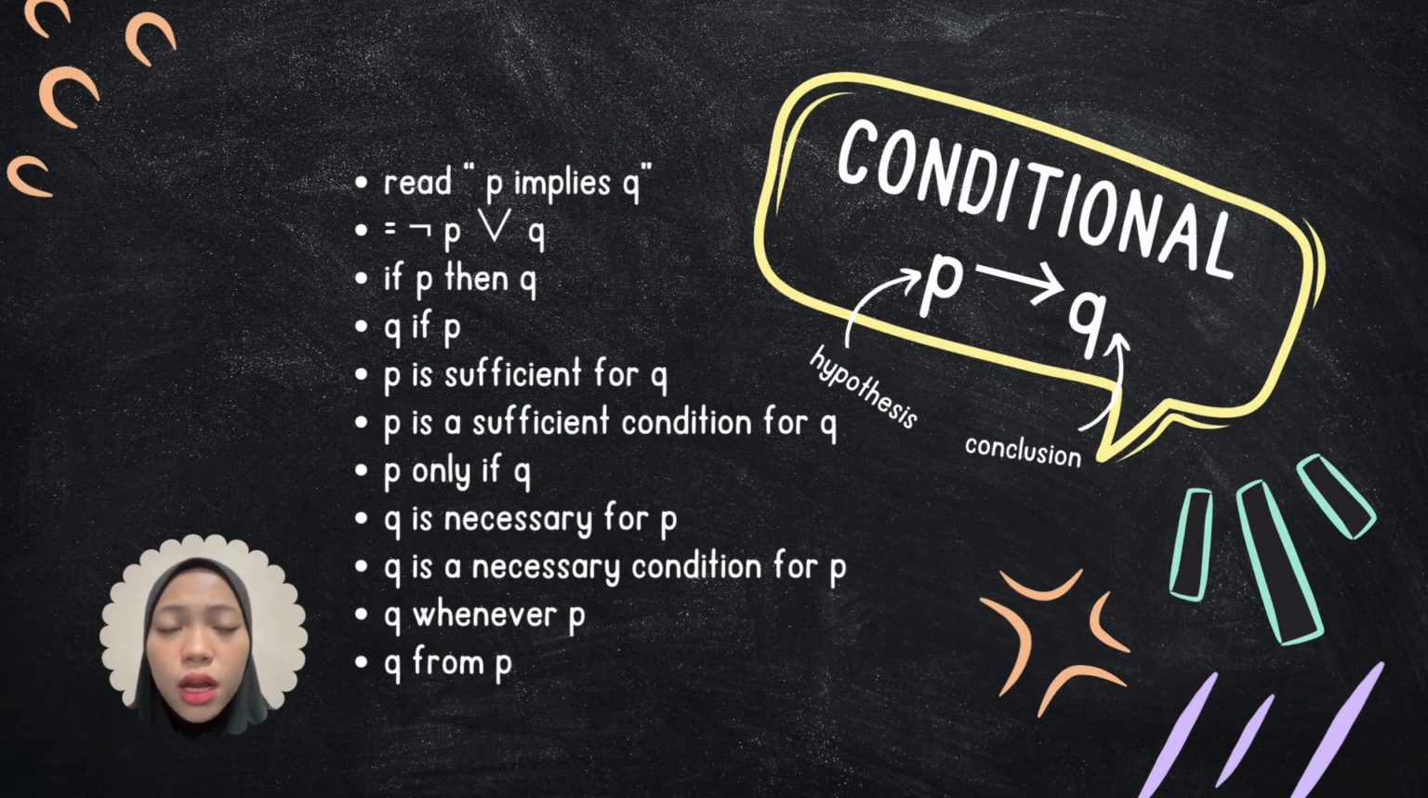Next, conditional. We read the rightwards arrow as implies, such as P implies Q. P is called the hypothesis, meanwhile Q is called the conclusion. Another form of P implies Q is not P or Q, which we call the definition of implication. We have many ways to read P implies Q, such as if P then Q, Q if P, P is sufficient for Q, P is a sufficient condition for Q, P only if Q, Q is necessary for P, Q is a necessary condition for P, Q whenever P, or Q from P.